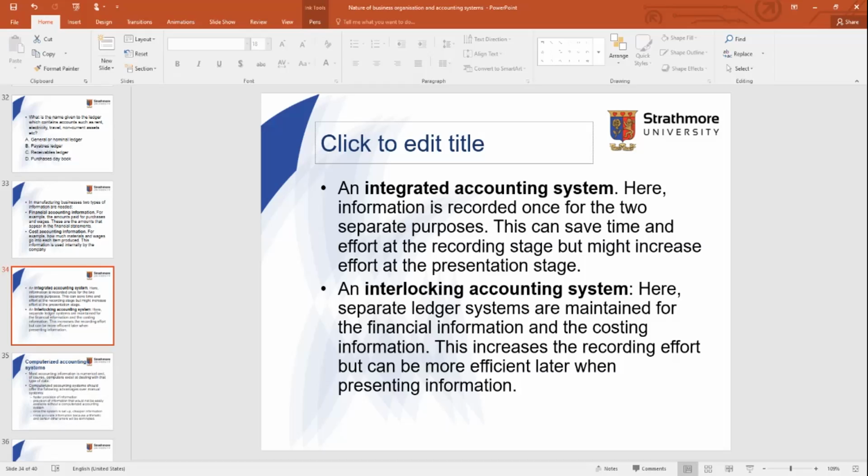We don't make a distinction that this is costing information or this is money information. We are going to be recording as a single file. The data entry, or the data processing, is done only once. However, the extraction, in the back end, the users can extract the information based on their need.